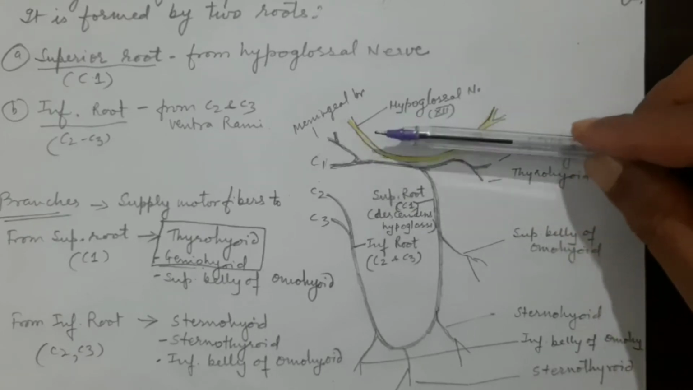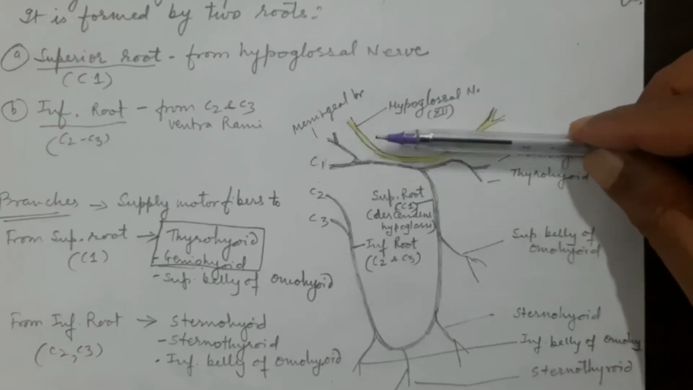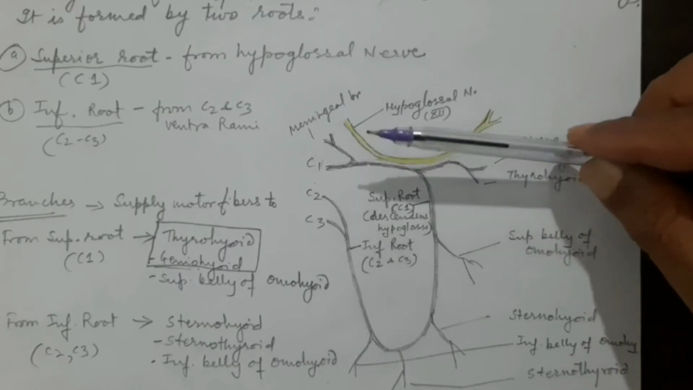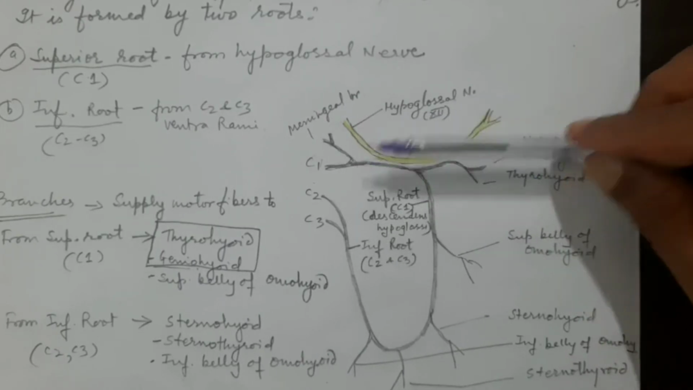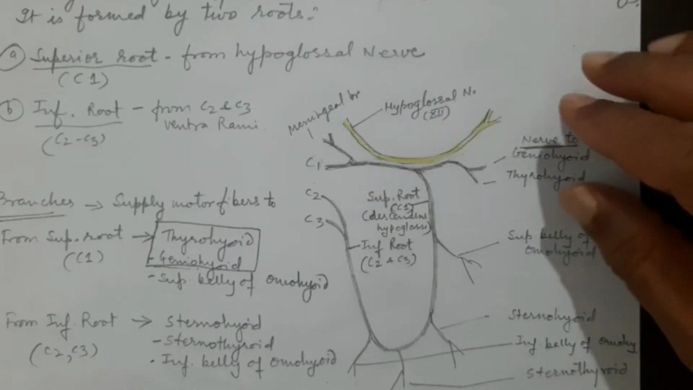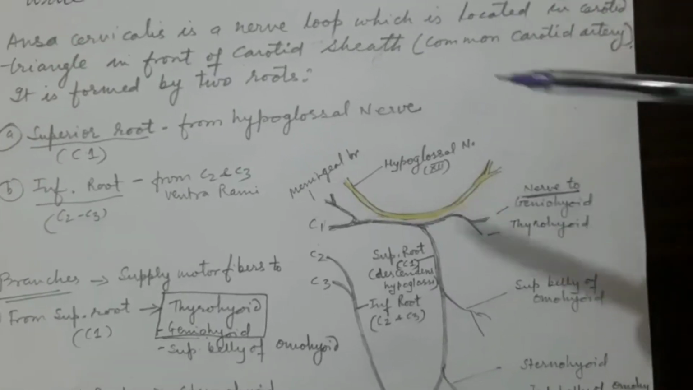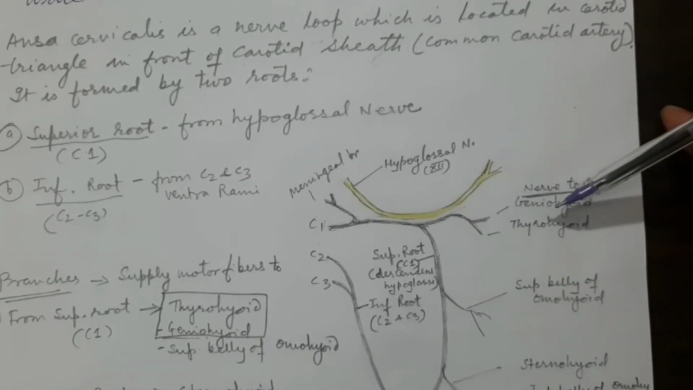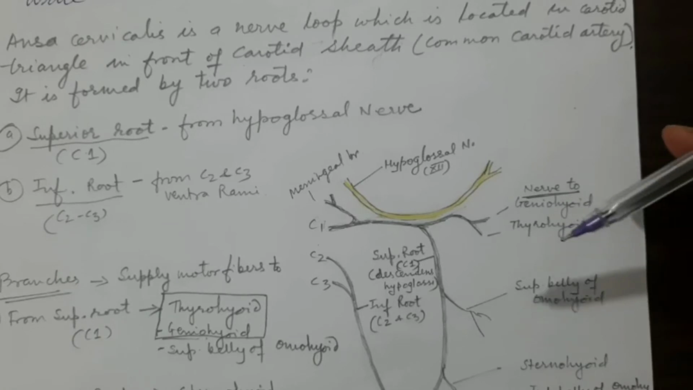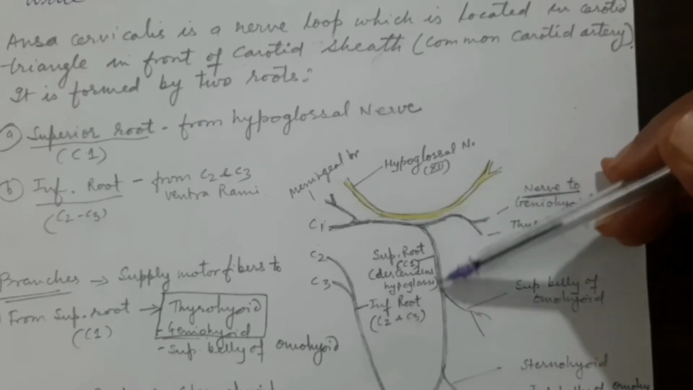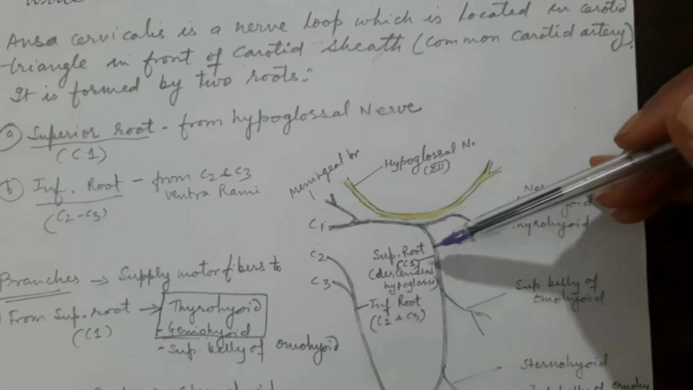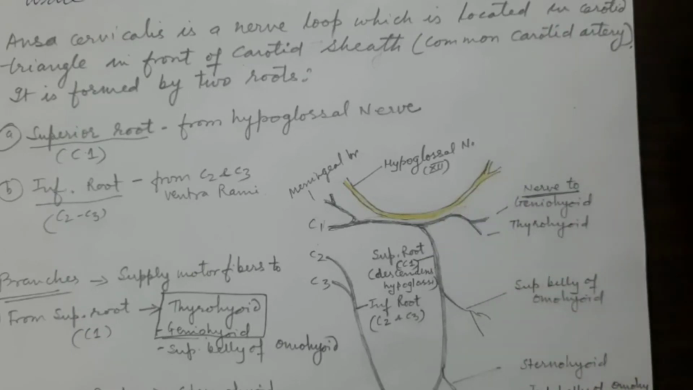Spinal. The only thing is that the C1 fibers run for some distance along with the hypoglossal nerve. So it appears as if this branch is going to geniohyoid and thyrohyoid and forming the superior root of the Ansa cervicalis. It appears as if they are branches from the hypoglossal, but in real sense they are not.